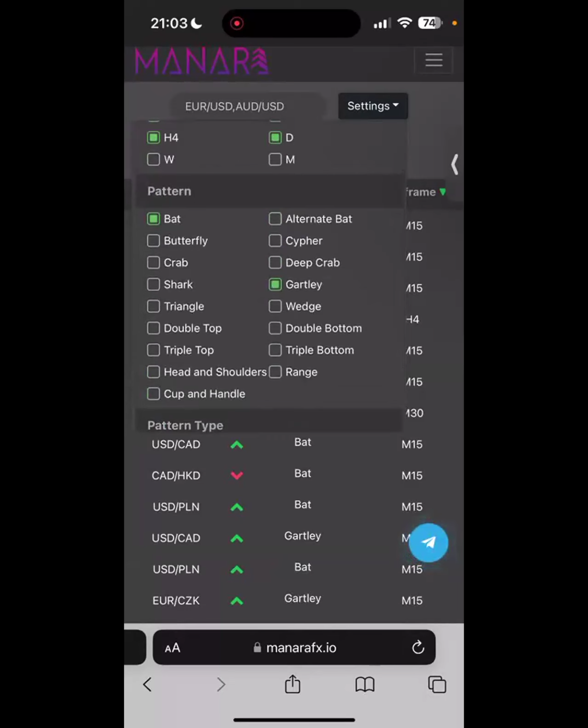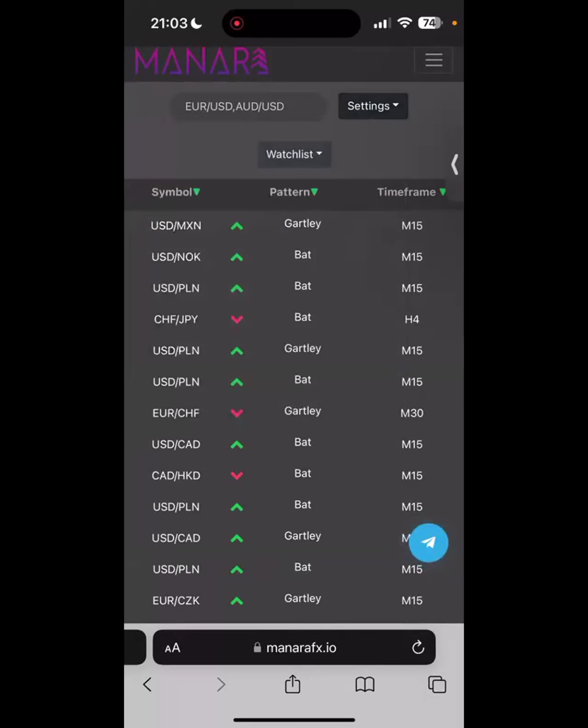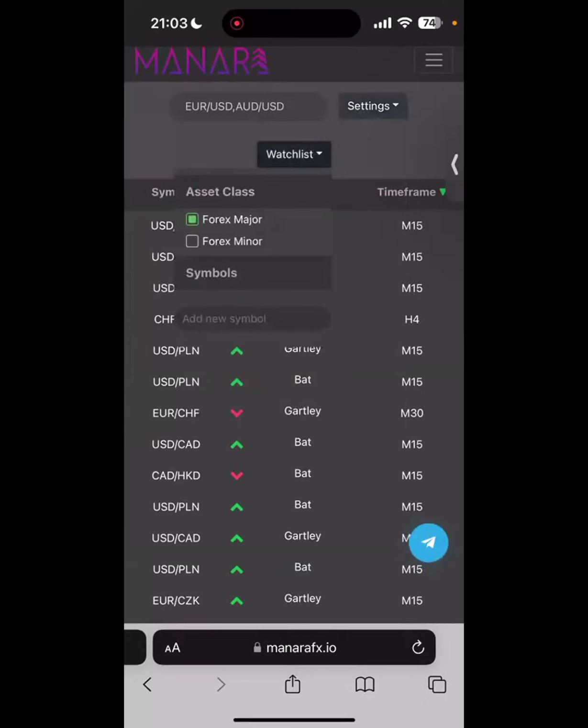Click on settings back. I want to show you watch list. I think we didn't do that. Look at this. Okay, so on watch list, we're going to add crypto pairs, right?